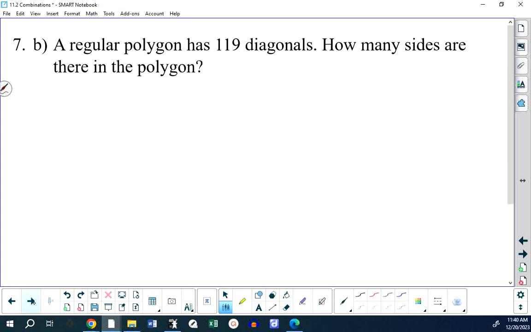It says that I have a regular polygon that has 119 diagonals. How many sides are there? Well, let's imagine this is a numerical response question. What this means is that the number of sides, choose 2, take away the number of sides, is 119. The number of sides, choose 2, is how many ways you can pair up all of the corners or vertices. But each of the sides is not a diagonal, so we have to subtract that.